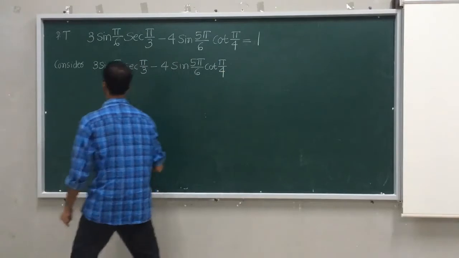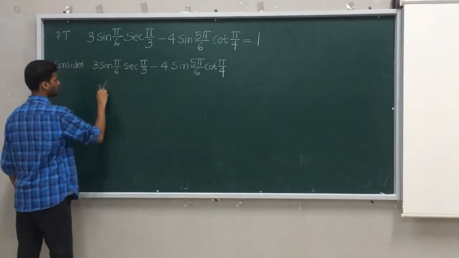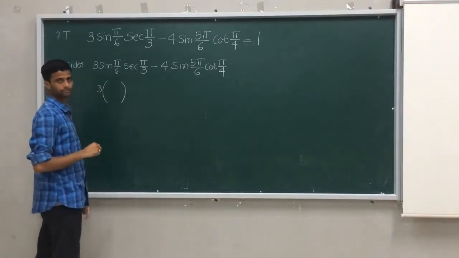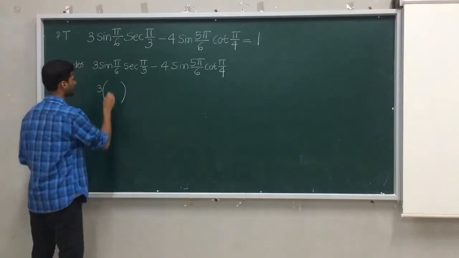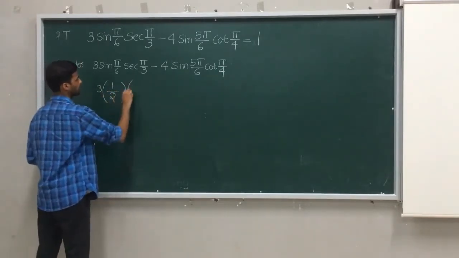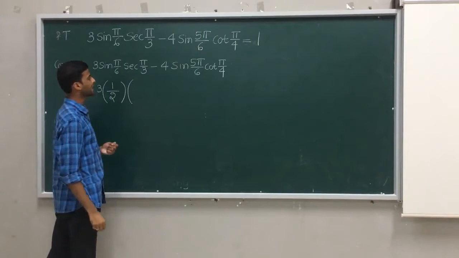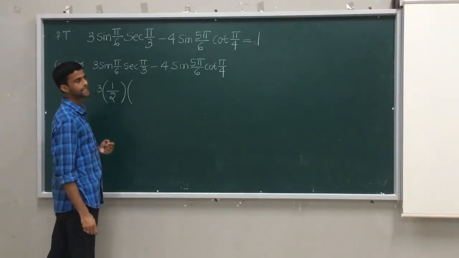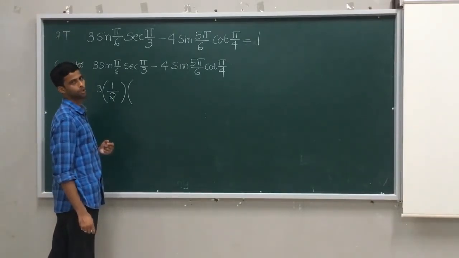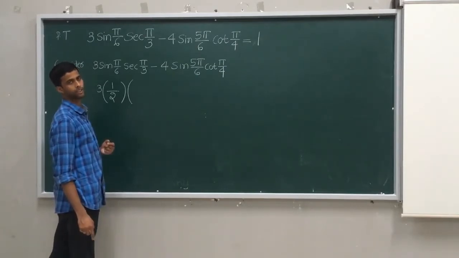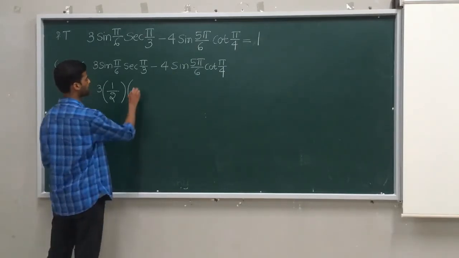Okay, that is 3 into sin pi by 6, that is sin 30. Sin 30 is 1 by 2. Sec pi by 3, that is sec 60. Sec is the reciprocal of cos, so sec 60 is nothing but 1 by cos 60. We know the cos 60 answer, it is 1 by 2. 1 divided by 1 by 2 is 2.